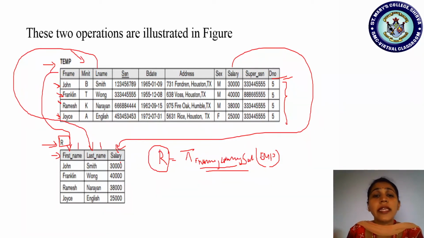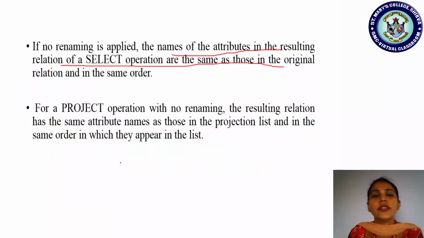So renaming the attributes is not compulsory. If we are trying to avoid it, no issues. The old attribute name itself will be considered while displaying the result. For a project operation with no renaming, the resulting relation has the same attribute names as those in the projection list and in the same order in which they appear in the list.